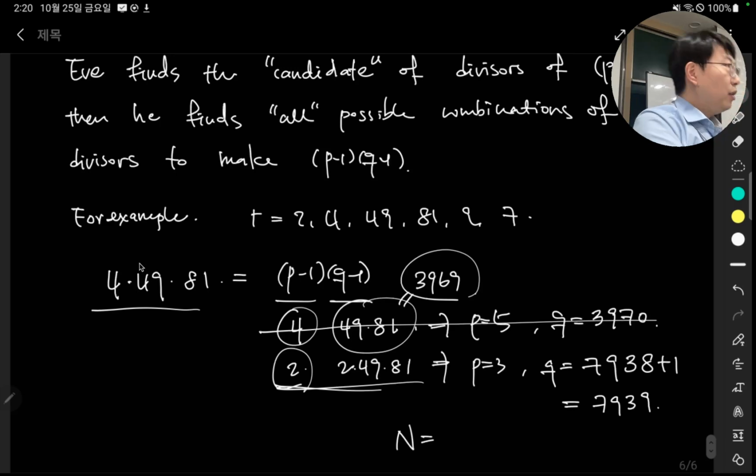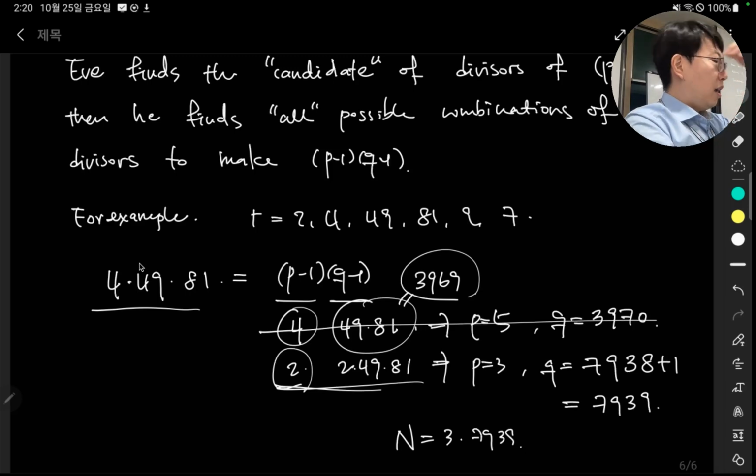Since he knows what number n is, it's simple to check whether 3 times 7, 9, 39 is actually the same number that was published to everyone. Okay? So he can keep doing it. If it's not the same, then he can go on to another combination of factors and then move on.